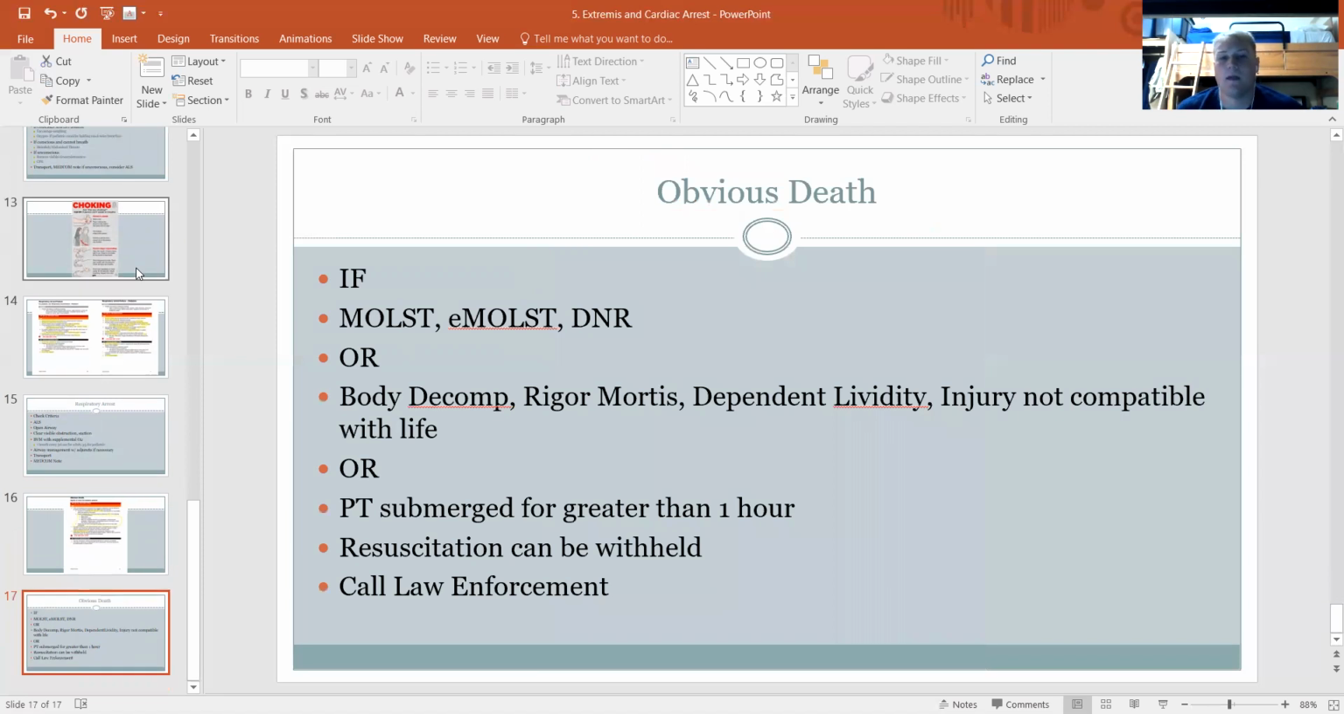And then to review, obvious death. So the patient is unconscious and unresponsive with a MOLST, EMOLST, or DNR that says no resuscitative efforts, or they have obvious body decomposition, rigor mortis, dependent lividity, an injury not compatible with life, or the patient has been submerged for more than 1 hour. And then they call law enforcement.